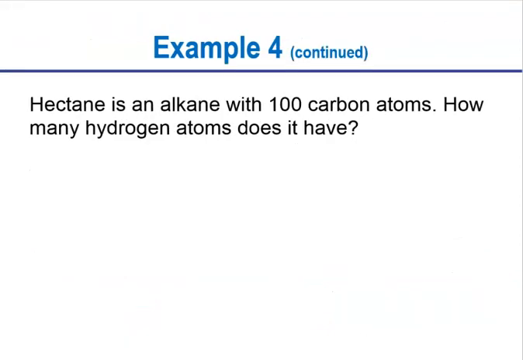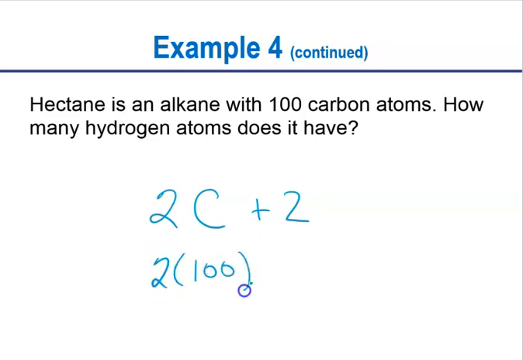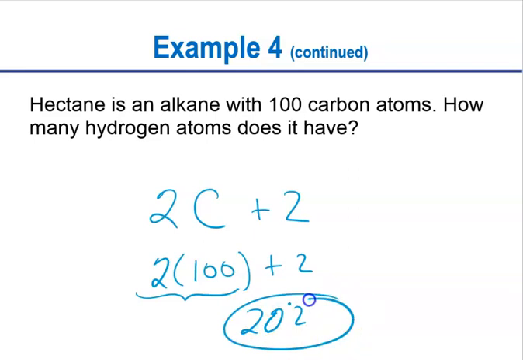So hectane is an alkane with 100 carbons. So it's going to be 2 times the carbons, and then we're going to add 2. Well, our carbons is 100, so 2 times 100. Then we're going to add 2, and you have to multiply before you add. So that's going to be 200 plus 2, which is 202.